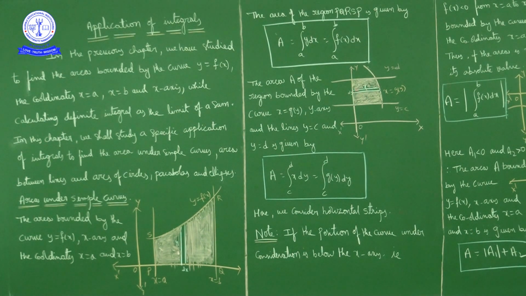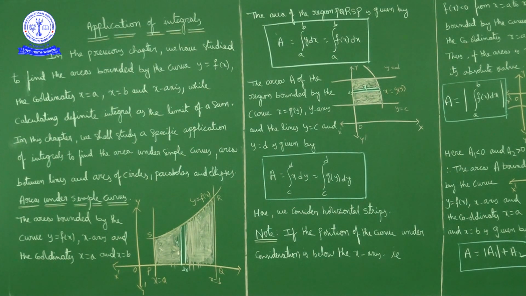Here what we will consider is horizontal stripes. In the earlier case we consider vertical stripes, okay? Length as y and width as dx, y dx. By introducing infinitely many stripes, area becomes integral a to b y dx. Now here, by considering horizontal stripes with a width of dy, the area of each rectangle is x dy, okay? As the number of horizontal stripes increases, the sum of these areas is almost equal to the required original area.